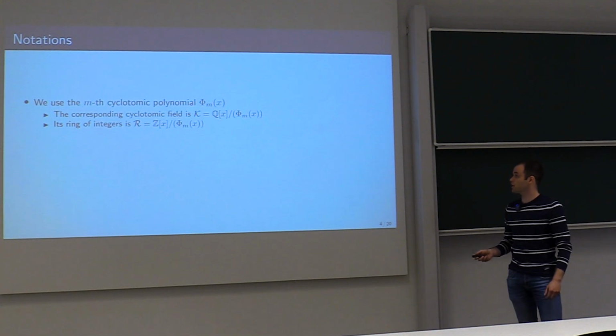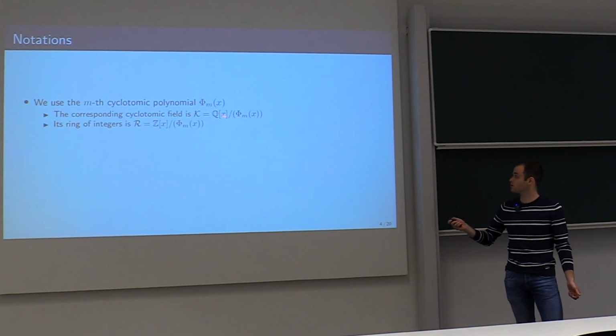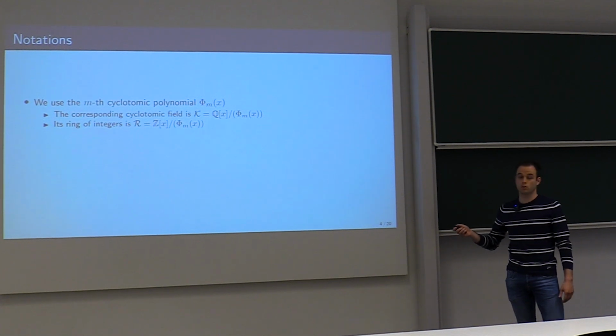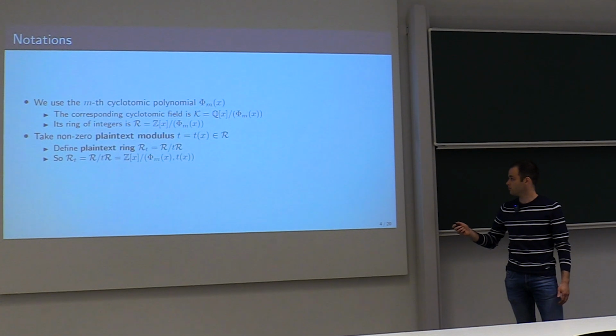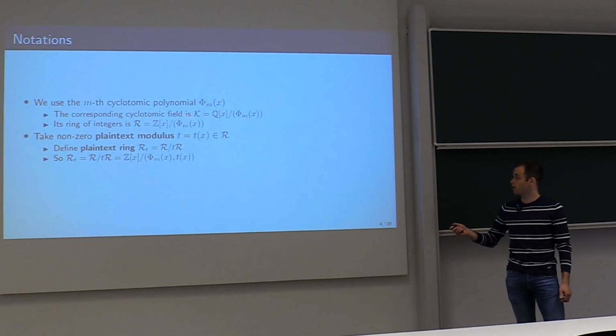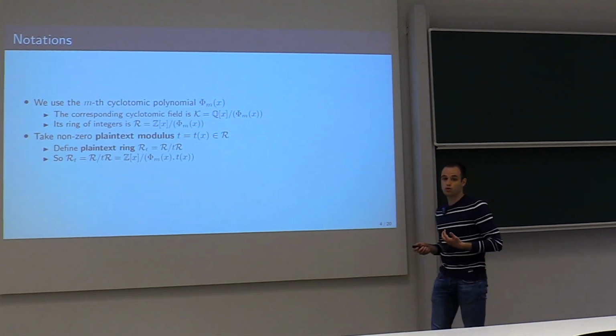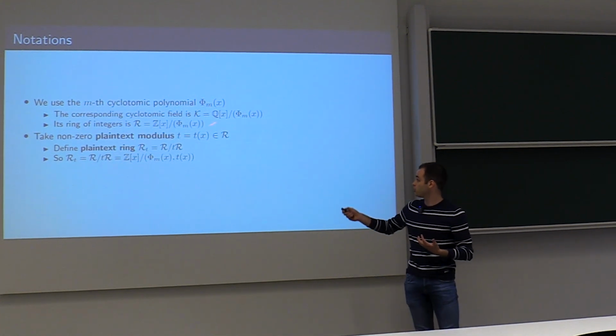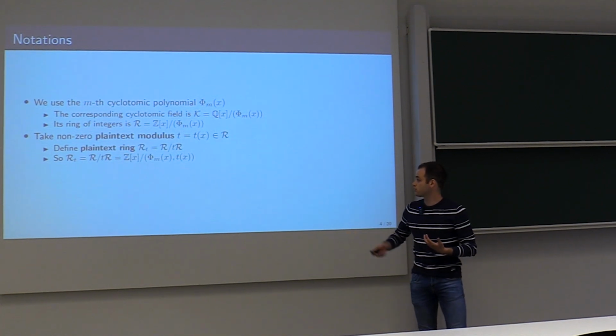Okay, let me introduce a couple of notations. We will be using ring learning with errors, so we will use cyclotomic polynomials. This is this phi m of x here. And then the corresponding cyclotomic fields and rings will be written as K and R. All our computations will happen over a ring that we call the plaintext ring. To do that, we select some non-zero element of our R, which we call the plaintext modulus, and we write it as t in this presentation. And then the operations will happen over the quotient ring modulo t. Okay, so in summary, we have two moduli here. One of them is the cyclotomic polynomial, and the other one is the plaintext modulus.